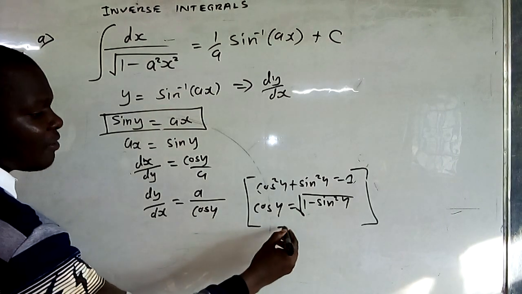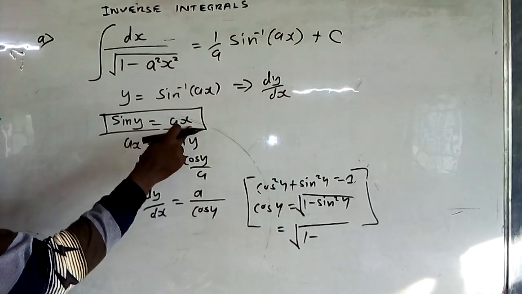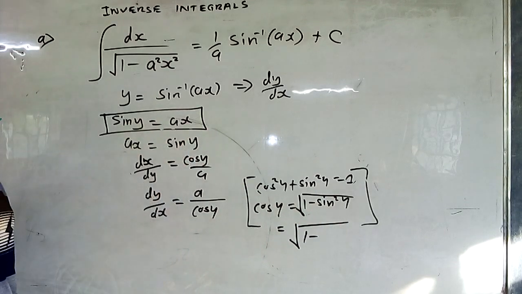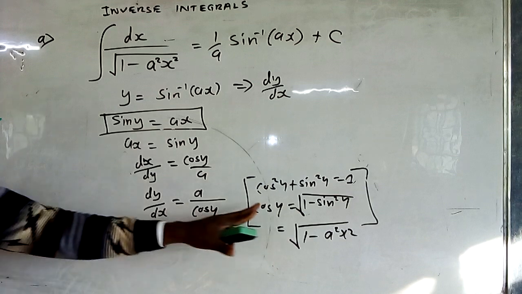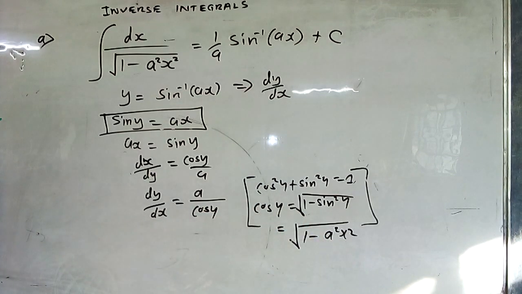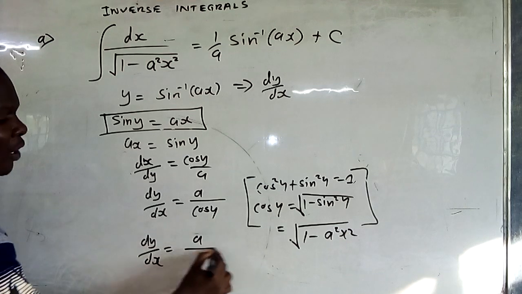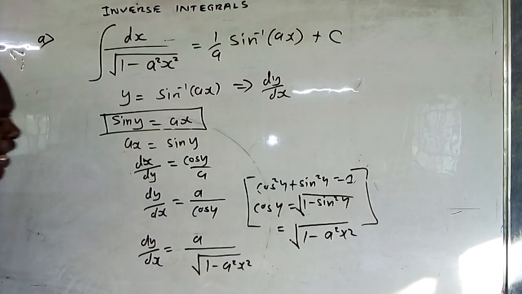So from there we have the square root of 1 minus, what is sine y? Sine y is ax. So if you square both sides, you get sine squared y is a squared x squared. So you have 1 minus a squared x squared. So where there is cos y, we are going to put the square root of 1 minus a squared x squared. So here we have dy over dx is equal to a over the square root of 1 minus a squared x squared.